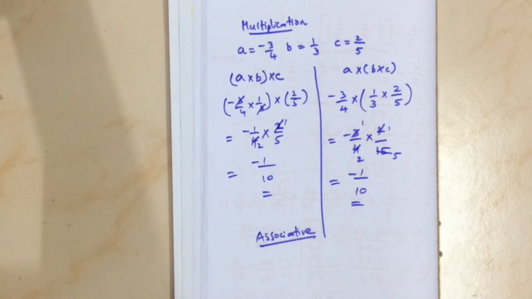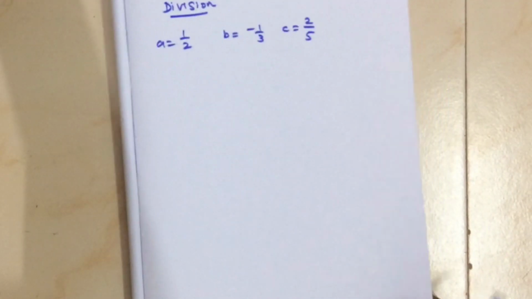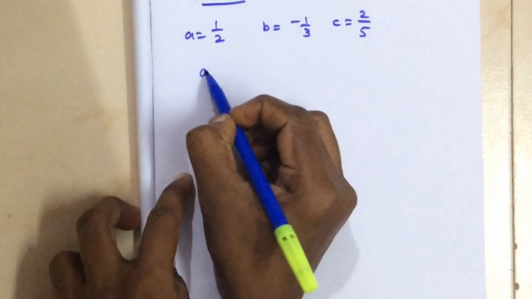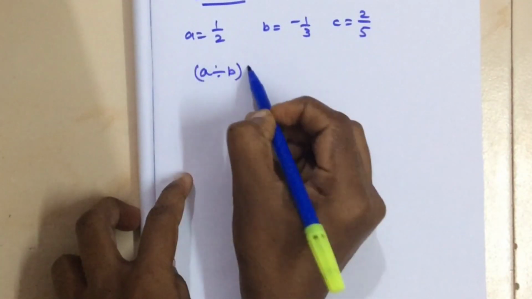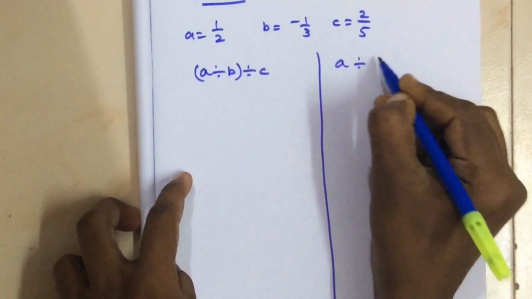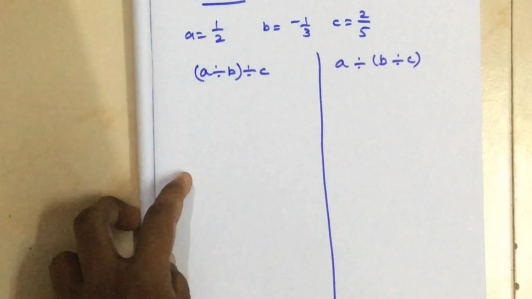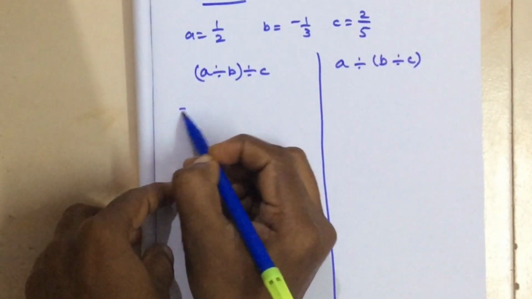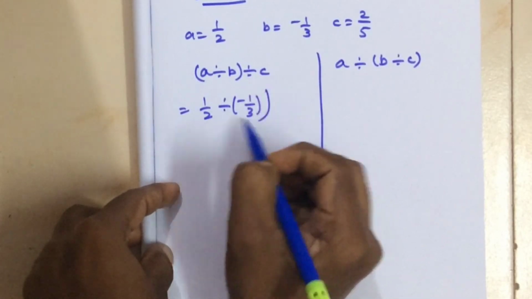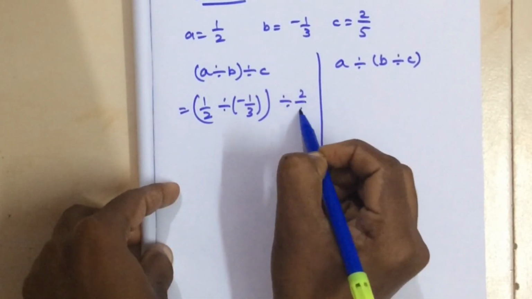So now the last one is we are going to see about division. For division I have taken three rational numbers, a as 1 by 2, b as minus 1 by 3 and c as 2 by 5. Let me check a divided by b divided by c, is that equal to a divided by b divided by c. So which is equal to 1 by 2 divided by minus 1 by 3 divided by 2 by 5.